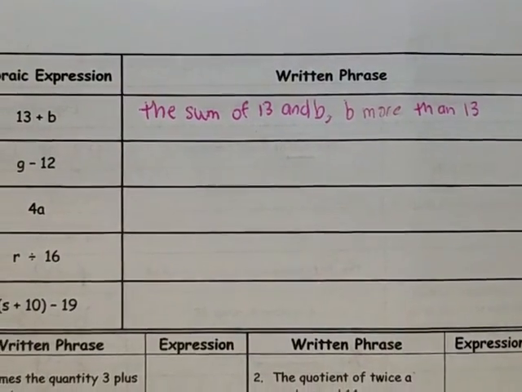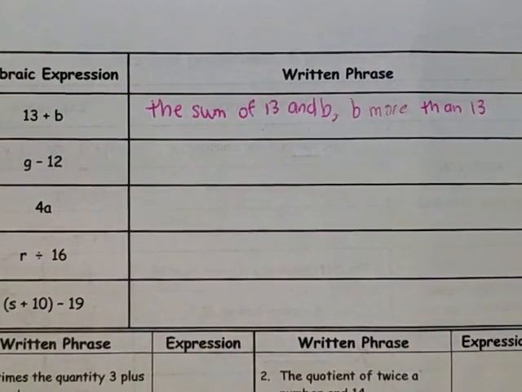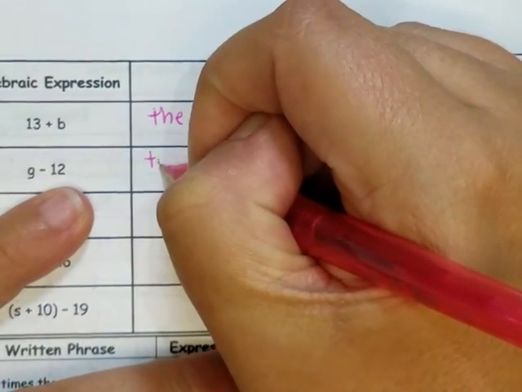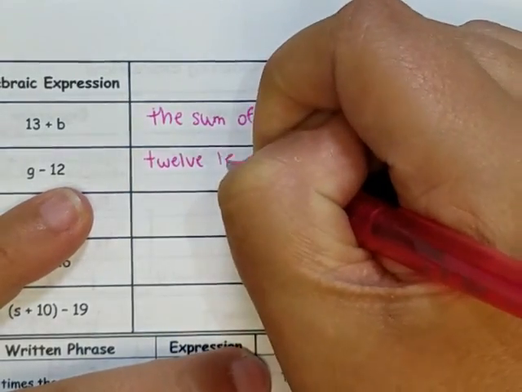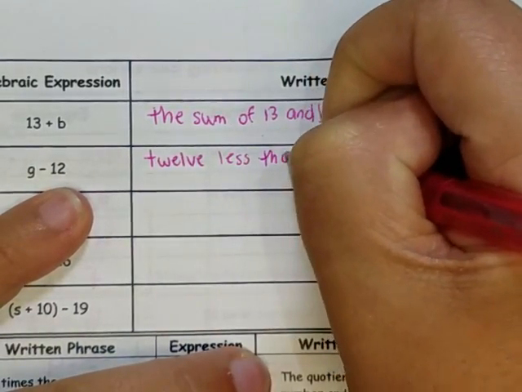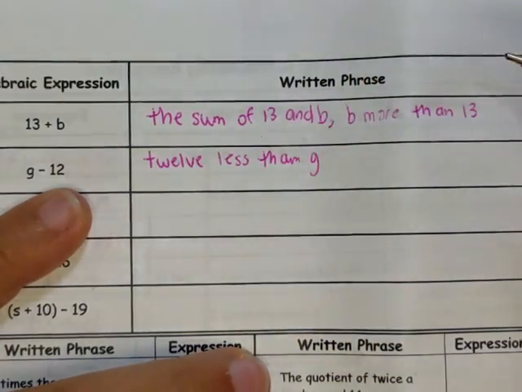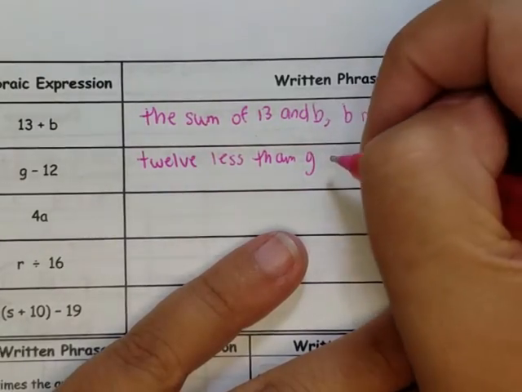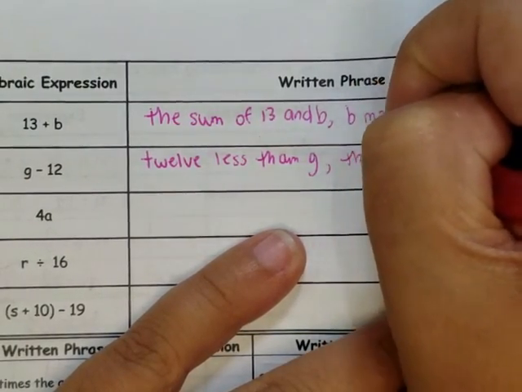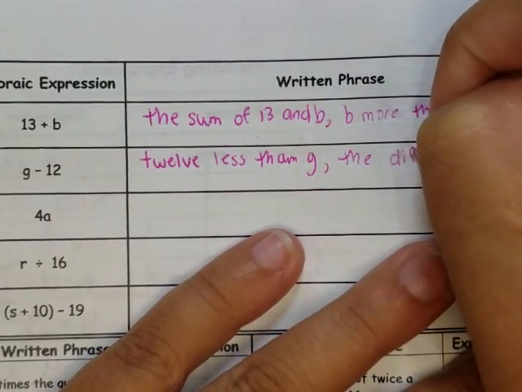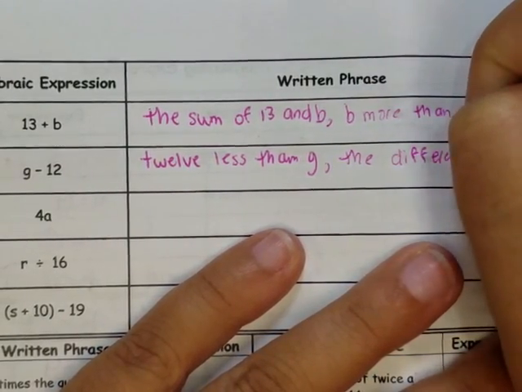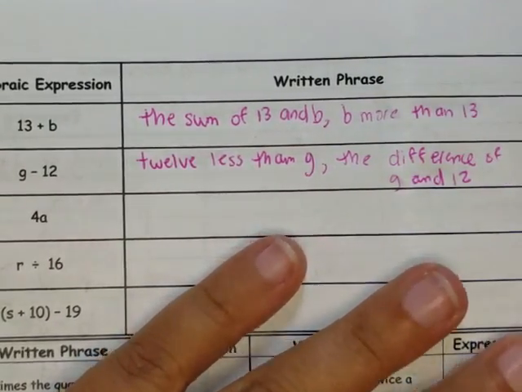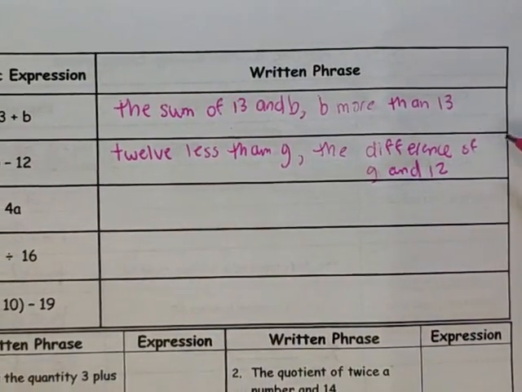Zoom out a little bit. All right, this one, because subtraction is important, you have to be very careful with the wording. So I could say it like this: 12 less than g. I could say the difference of g and 12. If you found other ways, cool.